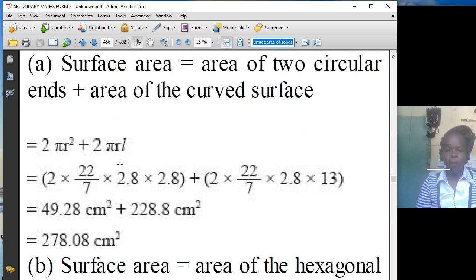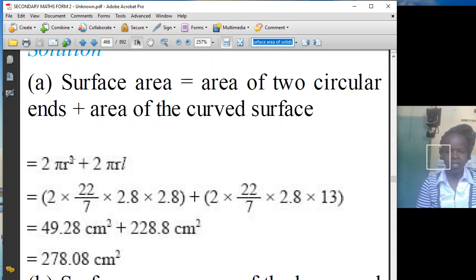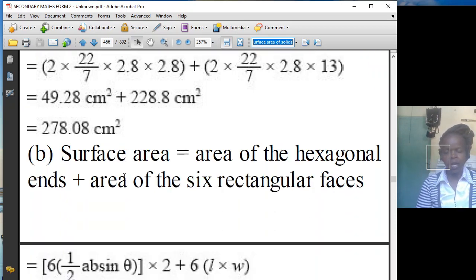If it is an open cylinder, then it means you will only include the bottom, that is pi r squared. So it will not be twice pi r squared, it will be just pi r squared plus 2 pi r l. And some can use pi d l, because twice the radius makes the diameter. So it is still okay.